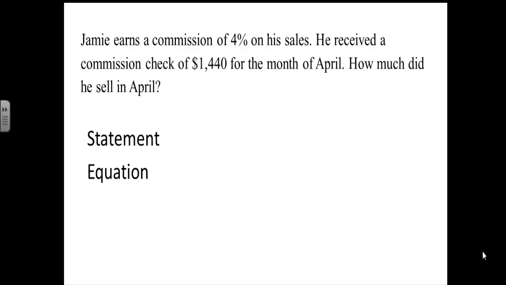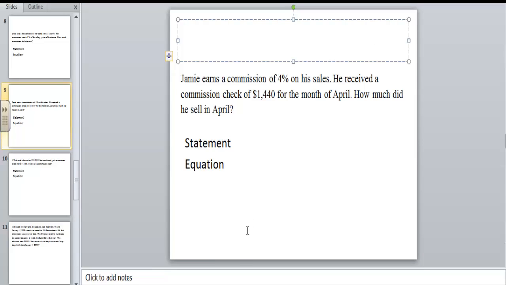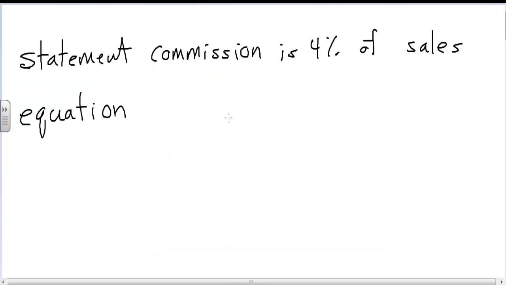Jamie earns a commission of 4% on his sales. He received a commission check of $1,440 for the month of April. How much did he sell in April? So commission is 4% of whatever Jamie happens to sell. I'll say in general, commission is a percent, in this case 4% of, in general, I'll say sales. From this I'll make an equation. Now I'm told that the commission actually is $1,440 for this particular month of April.